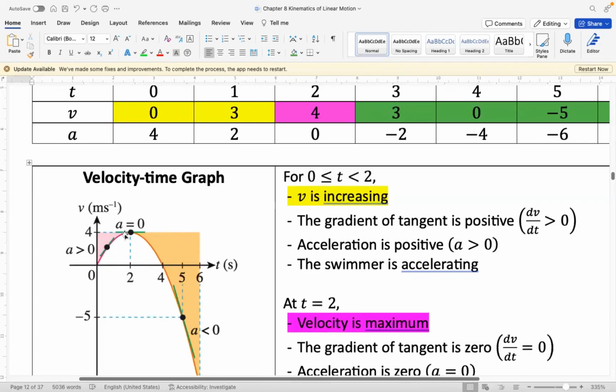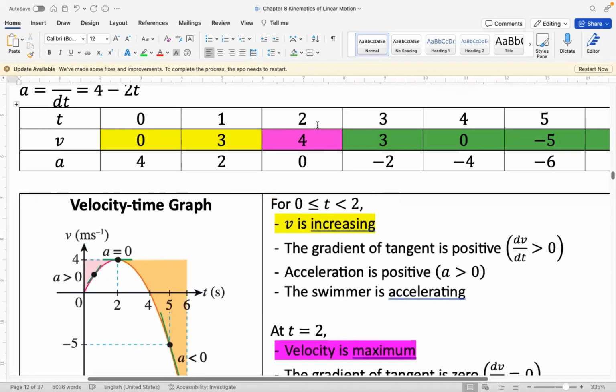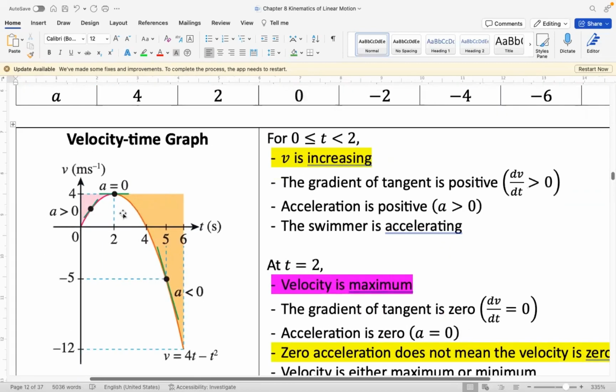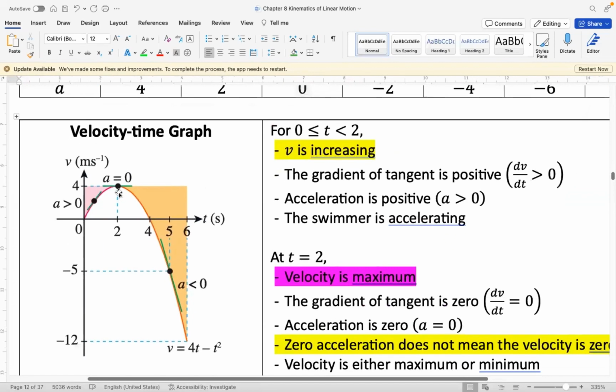Next one. When t equals 2, we check the value here, (2, 4). This is the maximum point of the graph, so velocity is maximum. For this point, when you draw a tangent line, you notice that this tangent line is a horizontal line. That means dv/dt is equal to 0. dv/dt means a, so a is equal to 0.